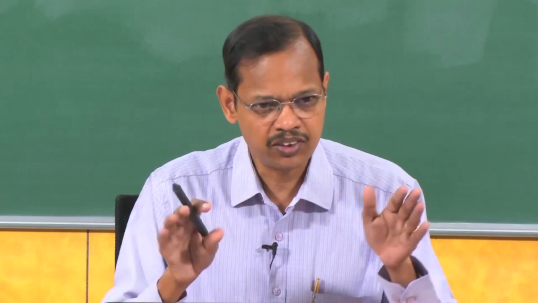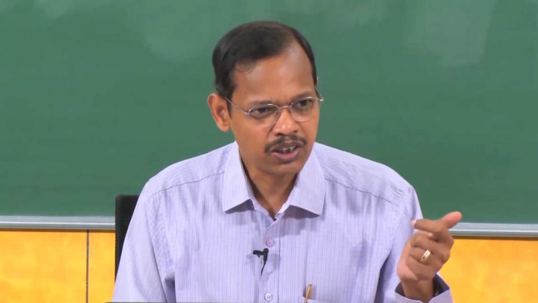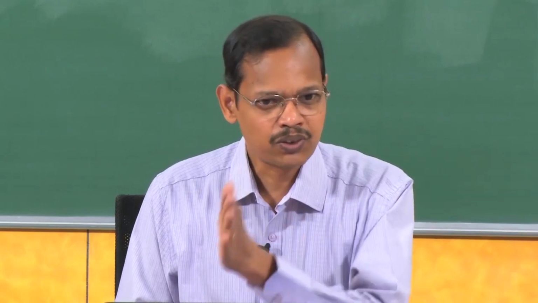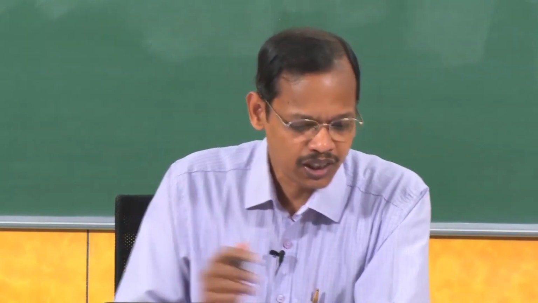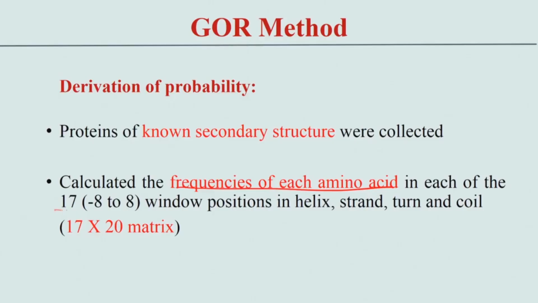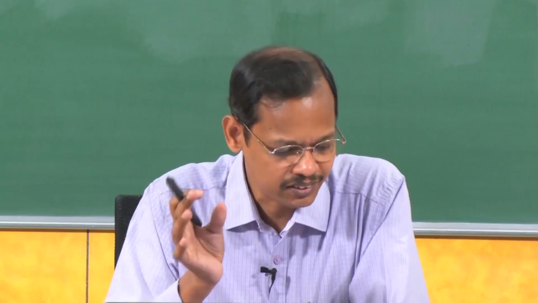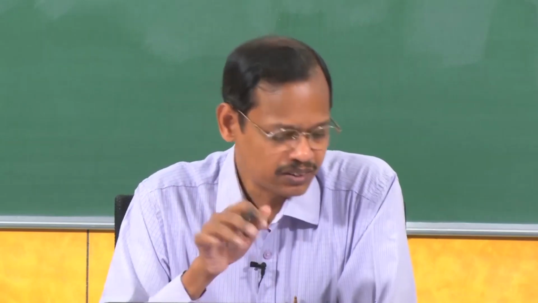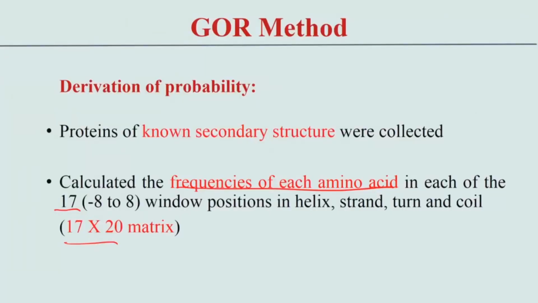For example, if you have the window position 17, what is the preference of the residue at x, x minus 1, x minus 2, x minus 3 and so on. Likewise, x plus 1, x plus 2 and x plus 3. So, they have 17 residue positions and calculate the frequency of each amino acid for each secondary structure. So, they can develop some matrices. You can see the 17 by 20 matrix. Here 17 stands for the window positions, and 20 stands for the number of residues, 20 amino acids.